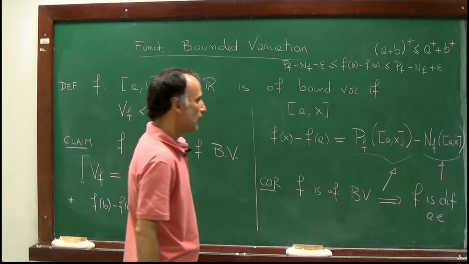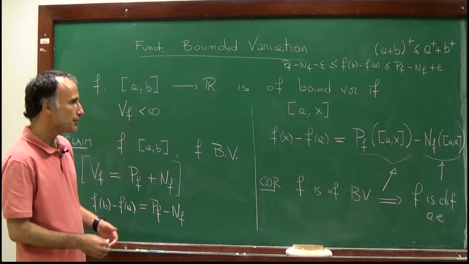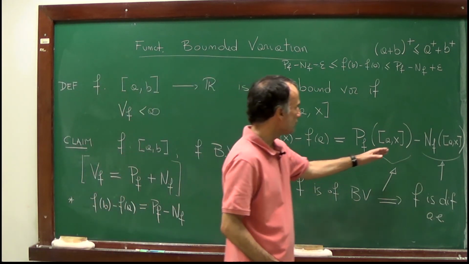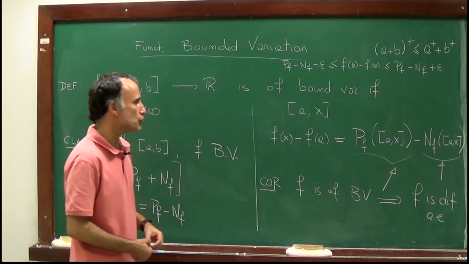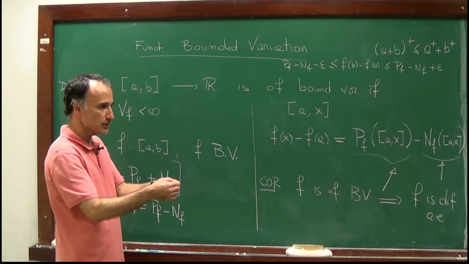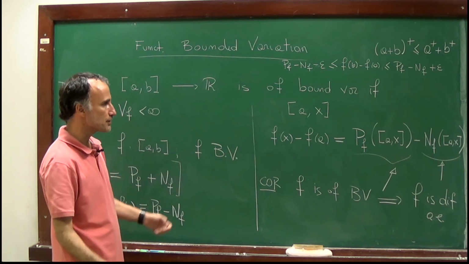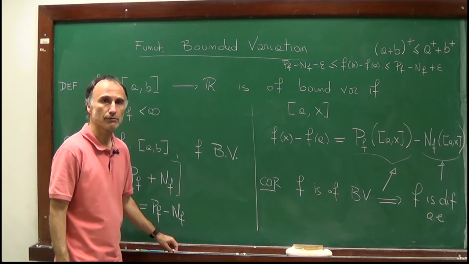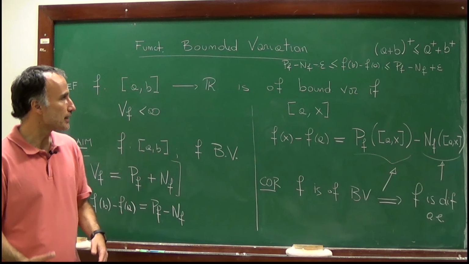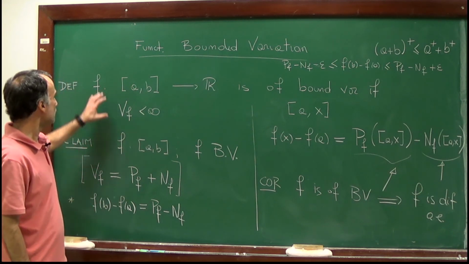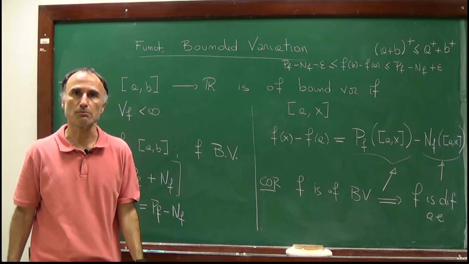And this is the last result of this lecture. What I didn't prove is that this is increasing in x and this is increasing in x, but I leave it to you to show. It's very easy because the variation can only increase if you increase the length of the interval. So we stop here, and in the next lecture I'll start discussing properties of the derivative of a function which is monotone increasing.